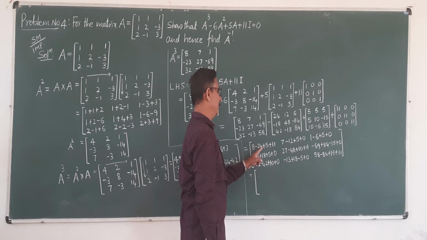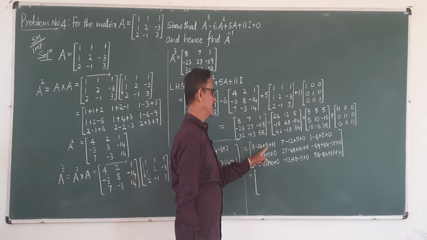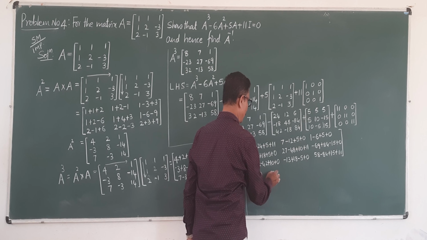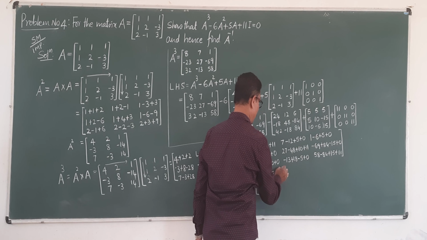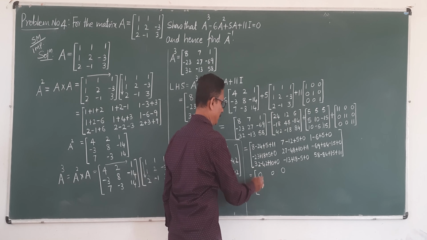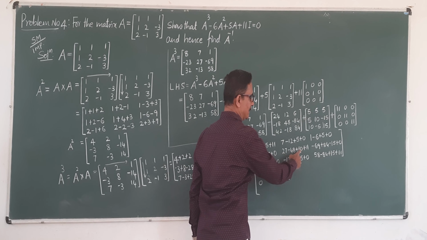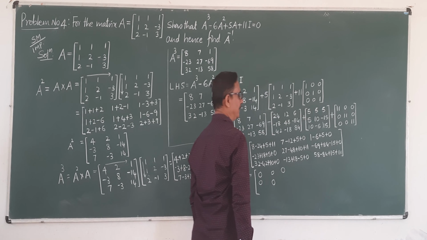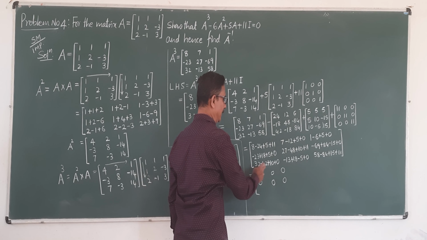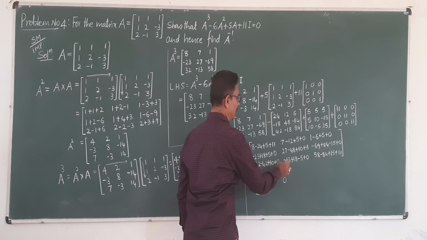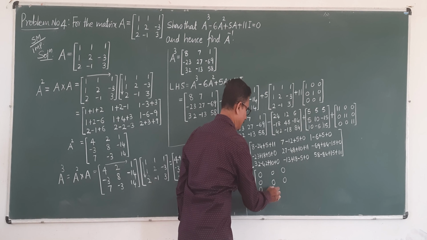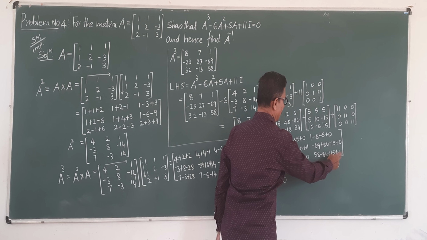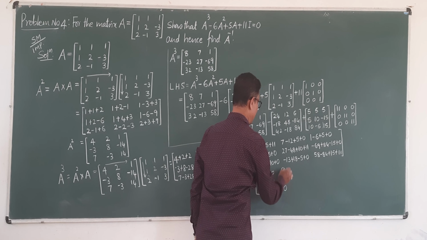Simplify. 8 minus 24 plus 5 plus 11: 8 plus 5 is 13, plus 11 is 24, minus 24 is 0. 7 plus 5 is 12, minus 12 is 0. 1 minus 6 plus 5 is 0. 18 plus 5 is 23, minus 23 is 0. 27 plus 10 is 37, plus 11 is 48, minus 48 is 0. Minus 69 minus 15 minus 84 plus 84 is 0. 32 plus 10 is 42, minus 42 is 0. Minus 13 minus 5 minus 18 plus 18 is 0. Then 58 plus 15 is 73 plus 11 is 84, minus 84 is 0. Observe it.